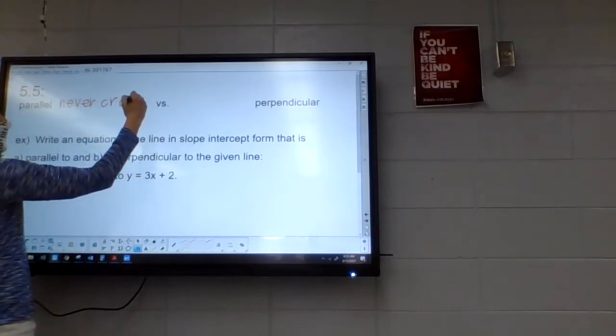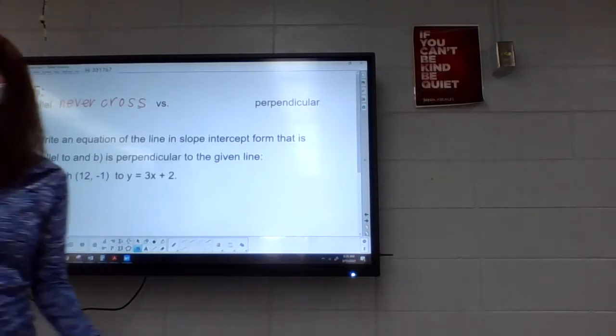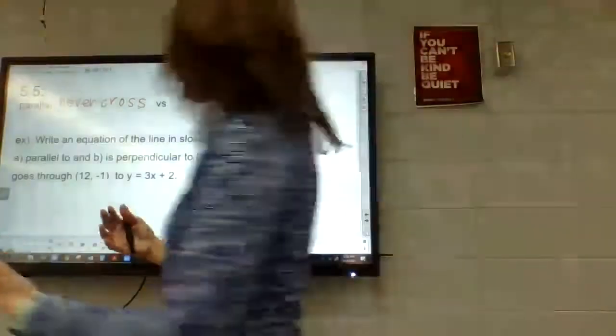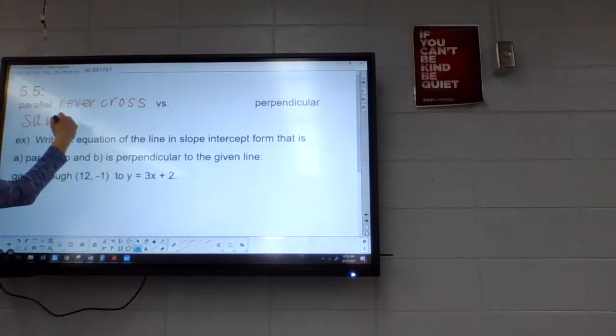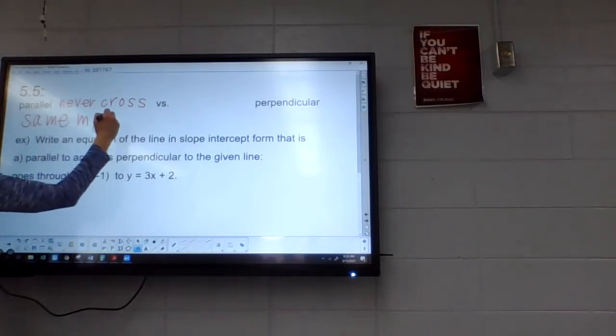All right. They never cross. What else do we know about slope? Yeah. They have exactly the same slope. So the slopes are the same. Whatever the one slope is, the other one's going to be as well. Yep. Different y-intercept. But that is important. So they do have different y-intercepts. So different b.